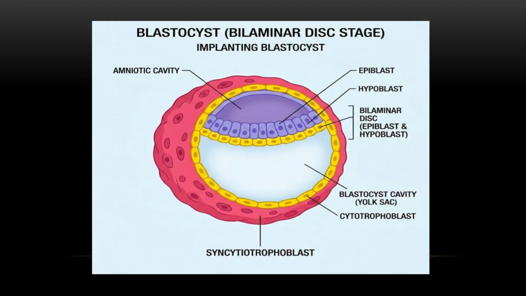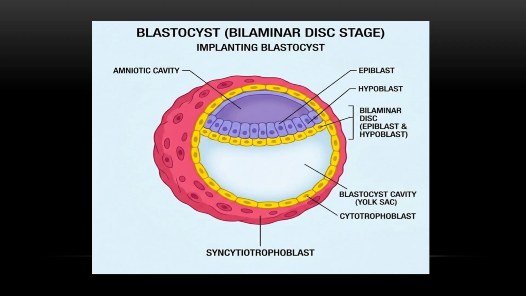Right upon partial implantation, the trophoblast differentiates into two more layers, the cytotrophoblast and the syncytiotrophoblast. As you can see here, the cuboidal yellow colored cells are the cytotrophoblast and the red or pink colored cells are the syncytiotrophoblast. Cytotrophoblast contains some mitotic figures that tirelessly multiply more and more to support the developing embryo. As these cells proliferate, they push outward gradually, transforming into a dynamic outer layer known as the syncytiotrophoblast.